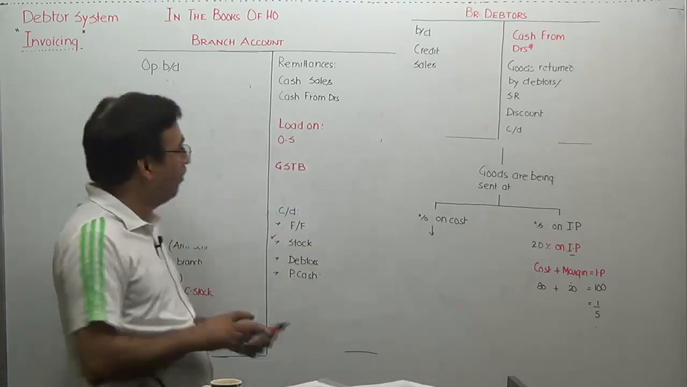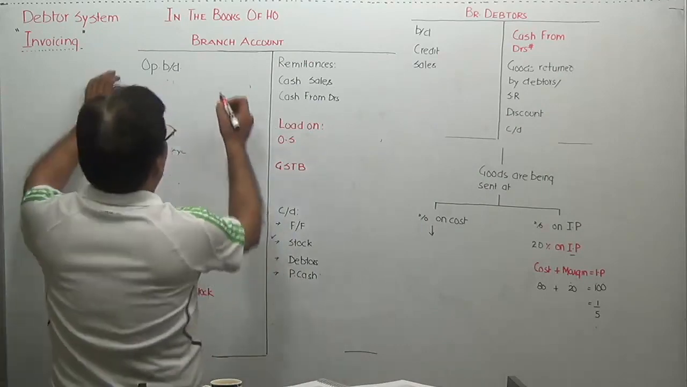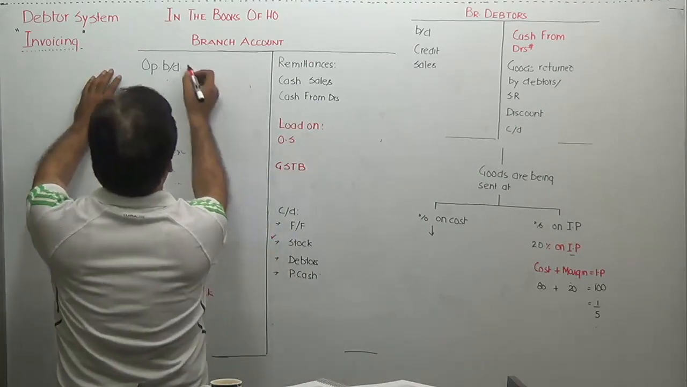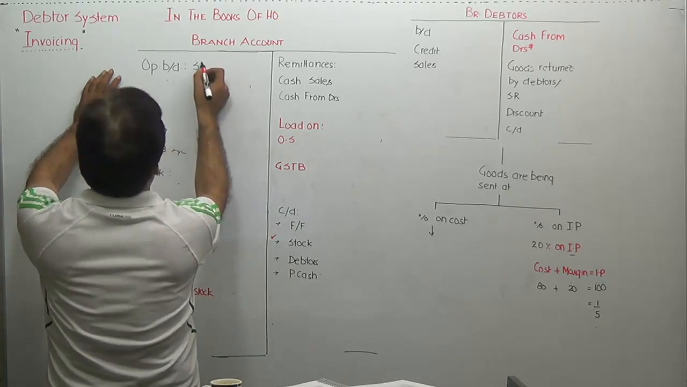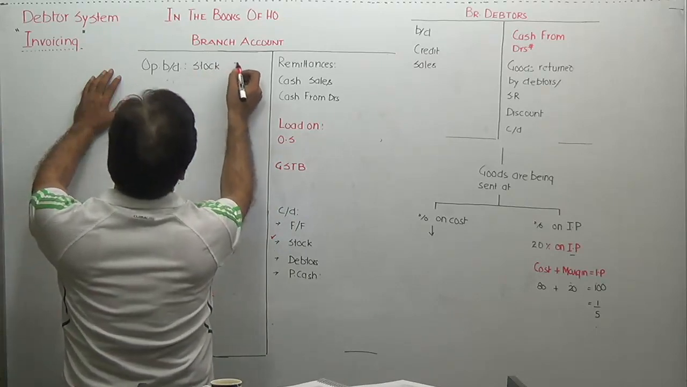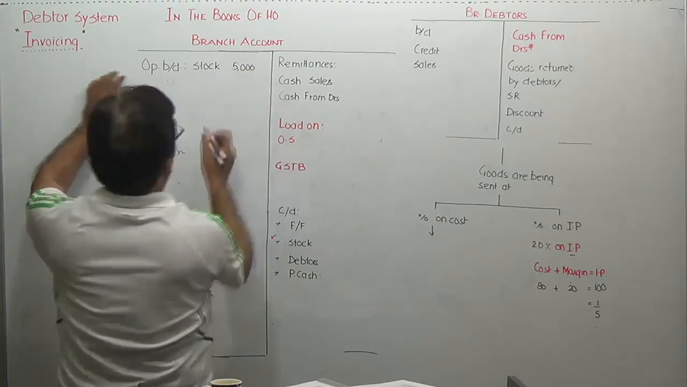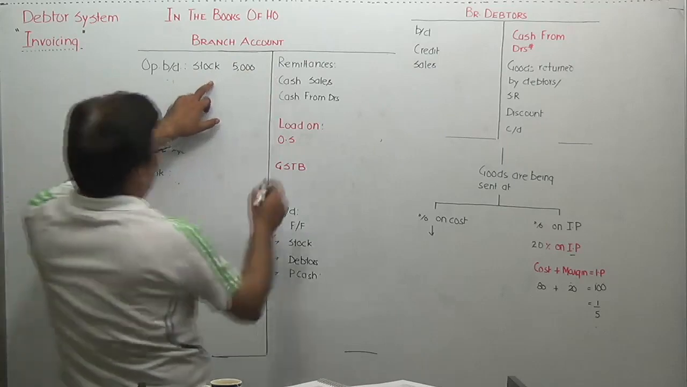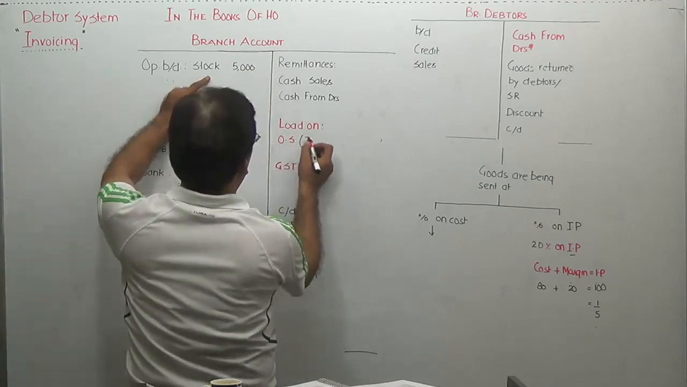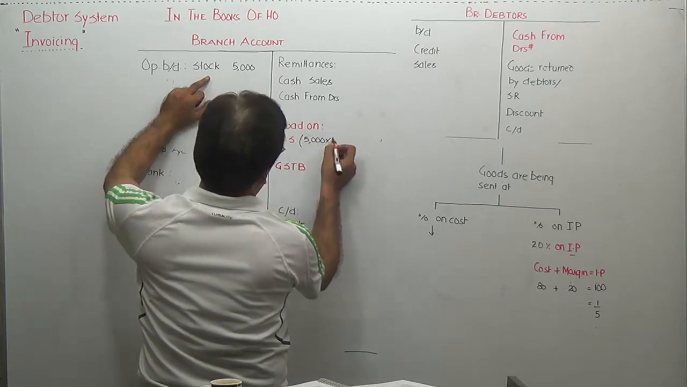Opening stock this time given to us. Opening stock in this case is 5,000. So opening stock you have written here now. Opening stock 5,000. Now you need not wait for later stages. Immediately bring it to the cost. So on to the opposite side, you will write 5,000 into 1 by 5. Is it clear to you?